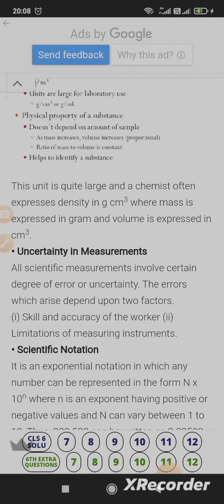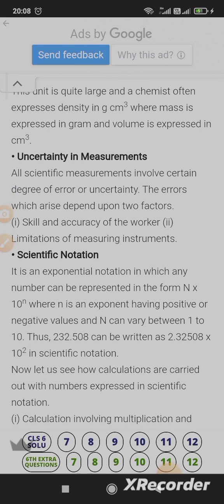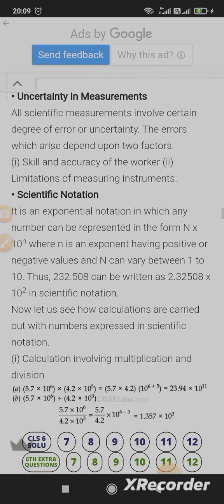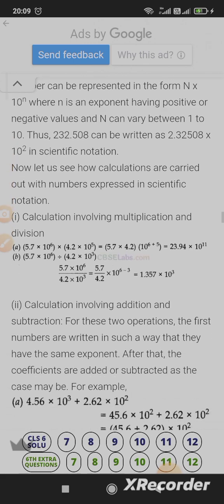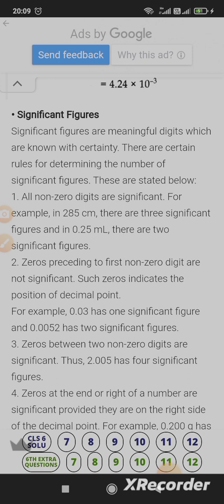Uncertainty in measurement. All scientific measurement involves a certain degree of error or uncertainty. Errors which arise depend upon two factors: skill and accuracy of the worker, and limitation of measuring instruments. Scientific notation. It is an exponential notation in which any number can be represented in the form N times 10 to the power n, where n is an exponent having positive or negative value. Significant figures are meaningful digits which are known with certainty. There are certain rules.